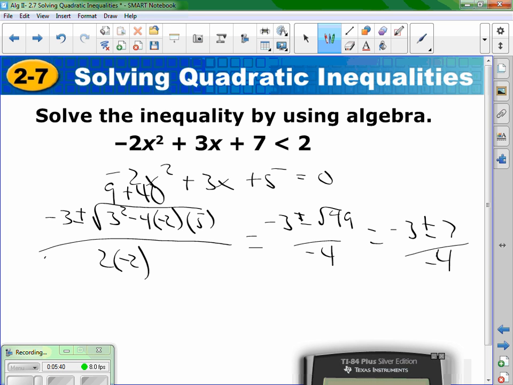negative 4. Now I have to do the plus minus. So I have negative 3 plus 7 is 4. 4 over negative 4 is negative 1. Got to do the minus part. Negative 3 and negative 7 is negative 10, over negative 4 is 5/2. Coming around, most people I saw had the zeros correct. If there was a mistake, it was usually the signs.